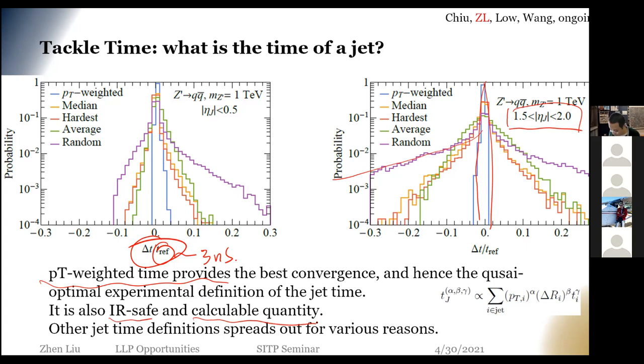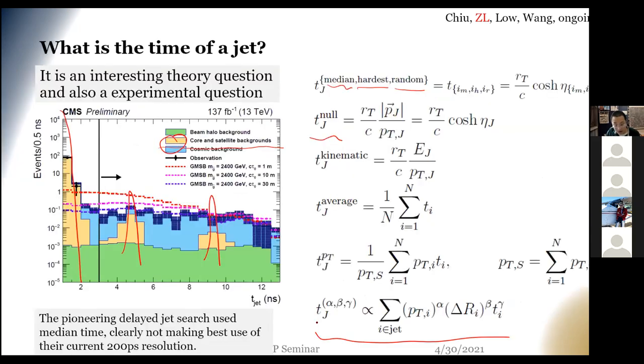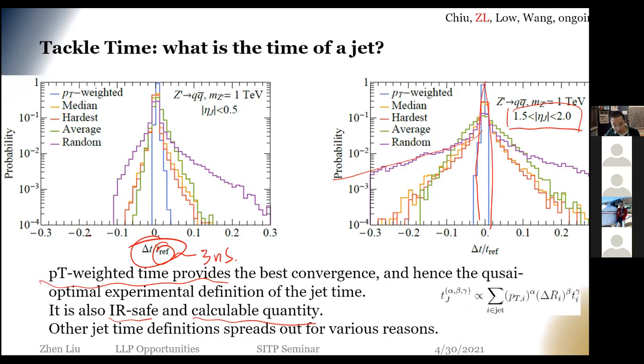But just to give you a reference, as I mentioned earlier, the experimental searches obviously have a much larger spread than what I would anticipate with a proper definition. The reason is they were using the median jet time to define the time of this object. But I've already advocated to them to use the PT weighted one from our current search. If they do so, they will gain another factor of 5 to 10 in signal background separation easily.